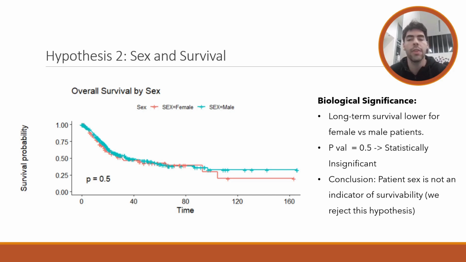As shown in the plot, the curves nearly overlap and the p-value of 0.5 indicates no statistically significant difference. These results suggest that, unlike other cancers, patient sex is not a major determinant of survival in this cohort.